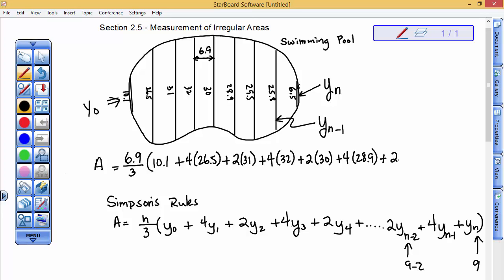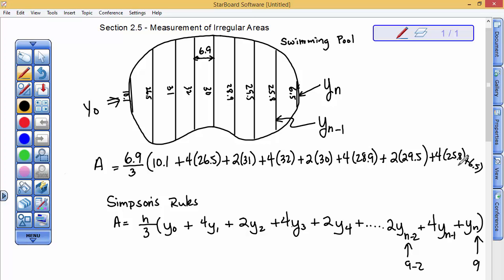And you're kind of getting used to this, so you know you got to go 4 times the 25.8, and you see you're at the last line, so you just have to add that last line in. No coefficient, remember, plus the last line. So I open my parentheses, I put the first line, I got the last line, and then 4, 2, 4, 2, 4, 2, 4. The one before the last has always got a coefficient of 4.